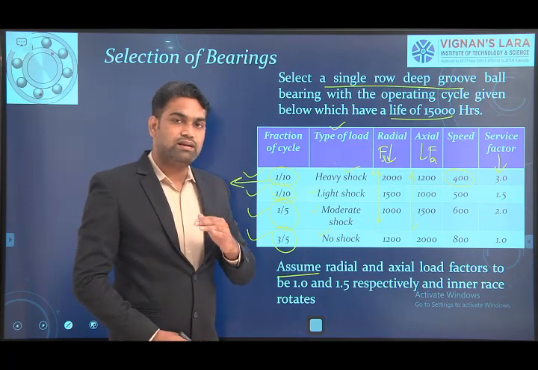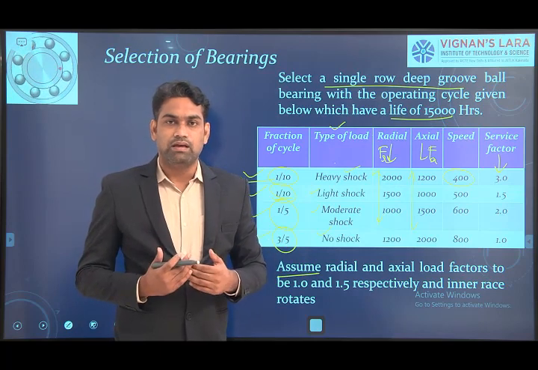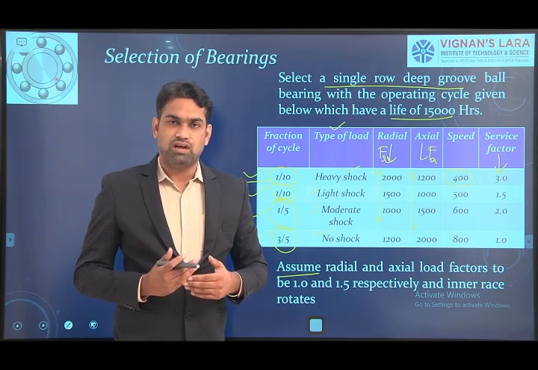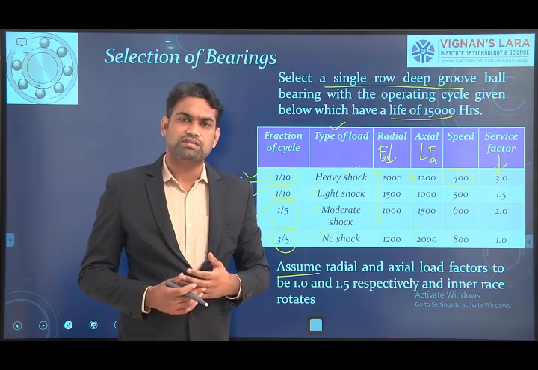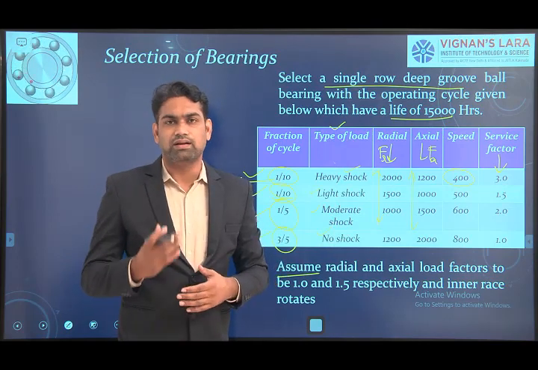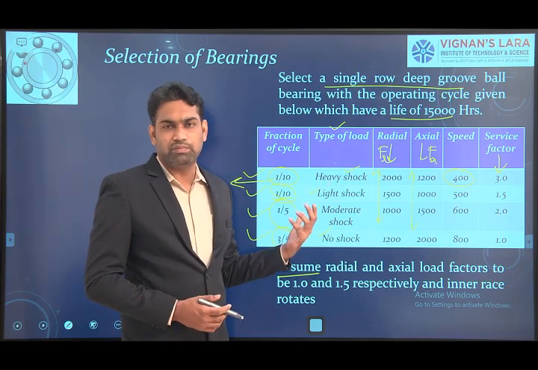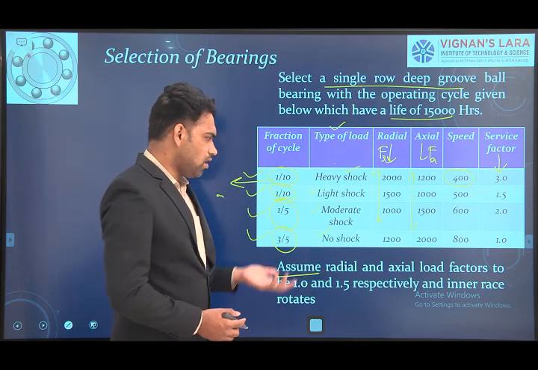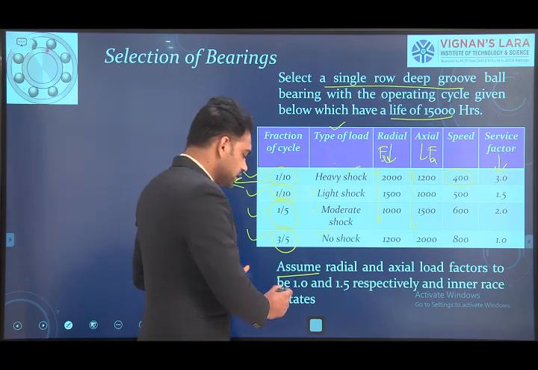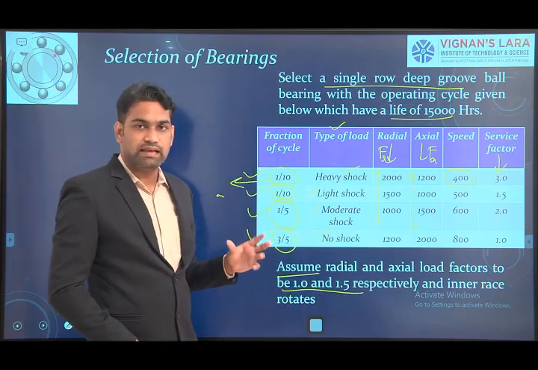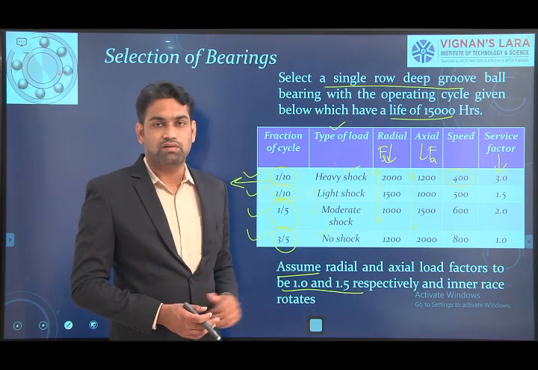Apart from that, if you want to calculate P1, we require X1 and Y1. For that we require the FA by FR and FA by C0 ratio. Again C0 is unknown, so we need to assume. It would be a little difficult to assume FA by C0 for all the cycles in order to calculate the equivalent dynamic load for the first, second, third and fourth periods of the cycle. So instead they clearly mention that for all periods of the cycle, the load factors for axial and radial loading are taken as constants X and Y, taken as 1 and 1.5 respectively for all the durations of the cycle.